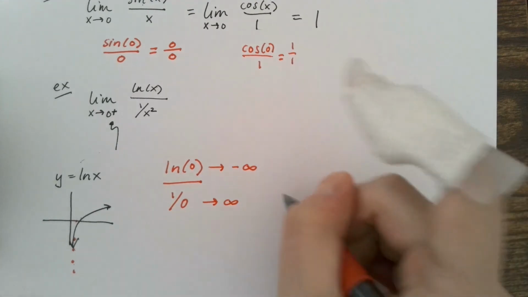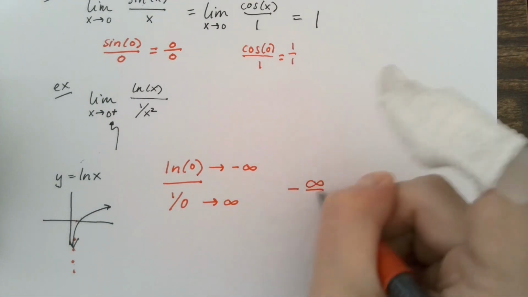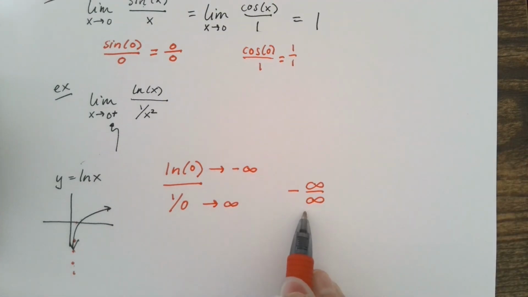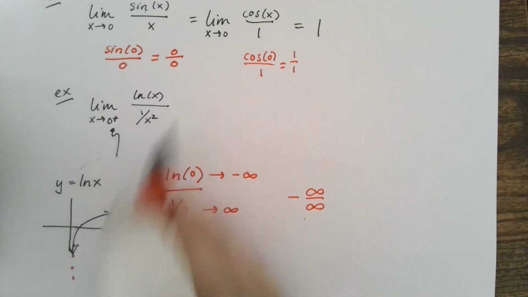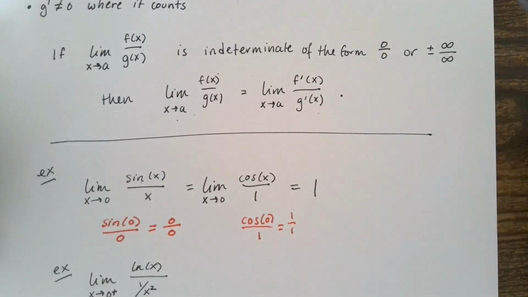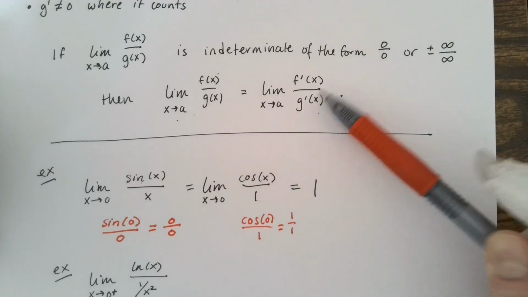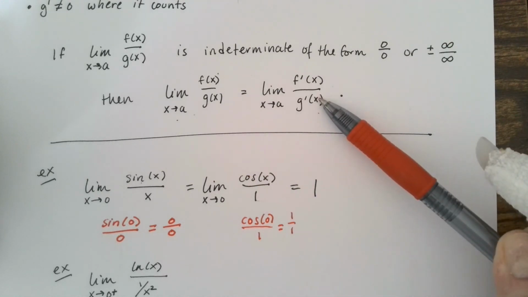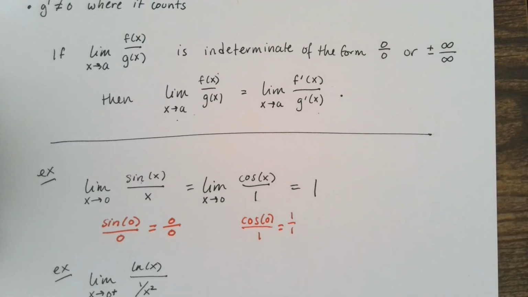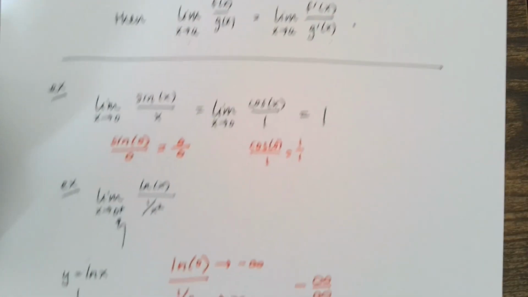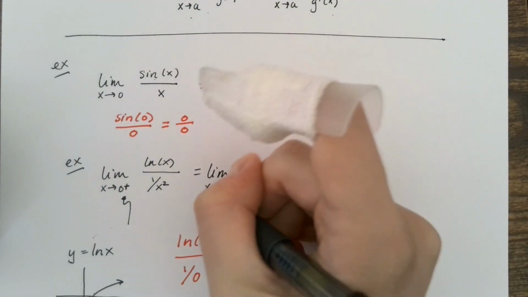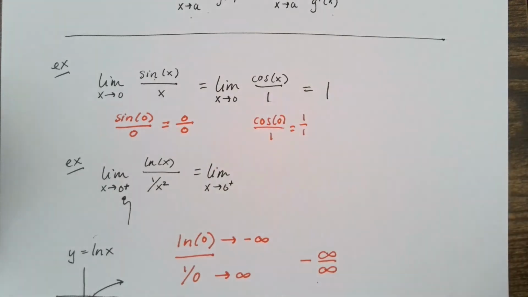So I would say this limit is a negative infinity over infinity form, which again means, since both of these are differentiable on their domains, that L'Hopital's rule applies. So I'm going to do the same thing that I did in the previous example. I'll take the limit of the individual derivatives as a ratio and see if that helps me solve. Okay, so again, I copy the same limit as x approaches 0 from the right.